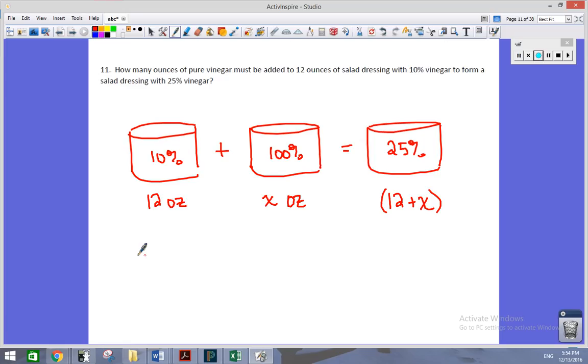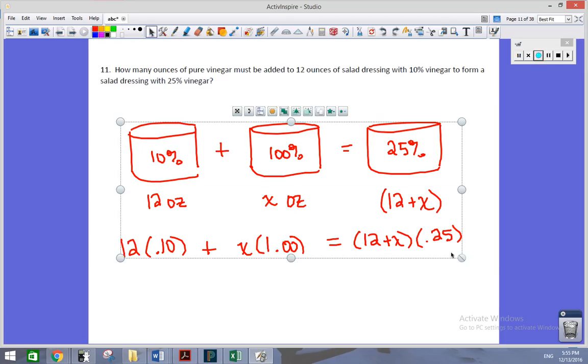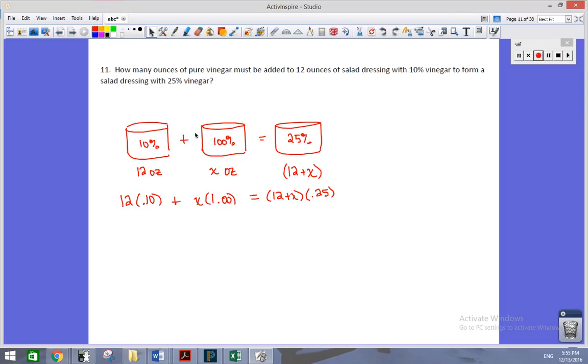So let's take 12 times, if we write 10% as a decimal, 0.10. Let's take x, and 100% as a decimal is just the number 1. And here we've got 12 plus x, and we're going to multiply it by 0.25 because 25% as a decimal is 0.25. So when I multiply by 10, the decimal point moves. If I divide by 10, it also moves.